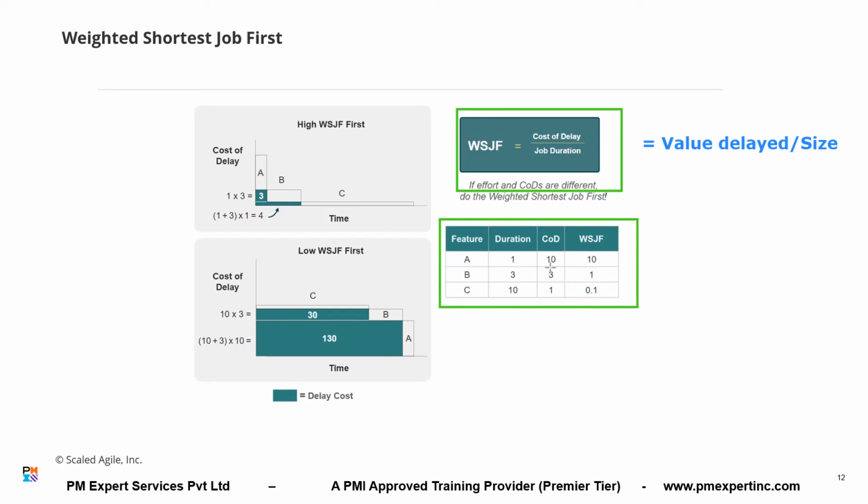Now tell me, if this feature is delayed by 3 days, what is the value delayed? See, cost of delay means value delayed per unit time. Value delayed per day is how much? 10. If instead of starting work on this feature A today, you start it 3 days later, what will be the cost of delay? 30 units, right?